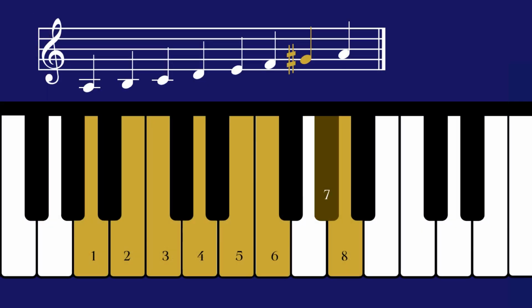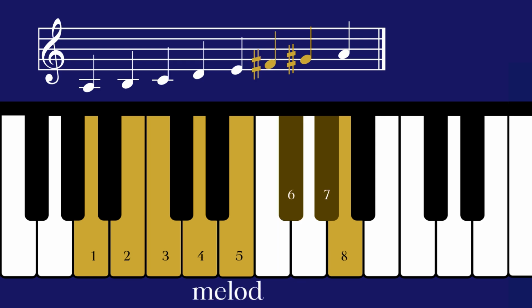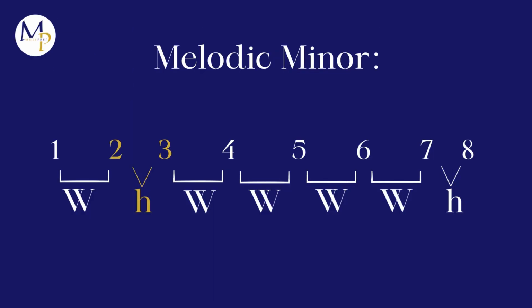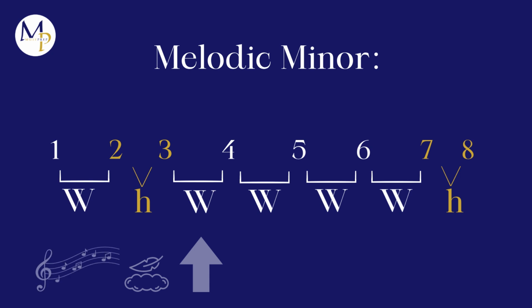To smooth out the large gap between the sixth and seventh degrees, you can also raise the sixth degree. This creates the melodic minor scale. Here, the half steps are only between the second and third, and between the seventh and eighth degrees. The melodic minor scale sounds especially smooth when ascending and is well suited for melodies, which is where it gets its name. When descending, however, it is usually played as the natural minor scale.